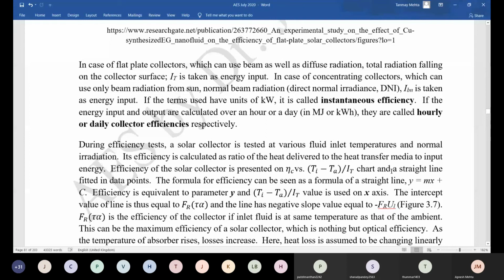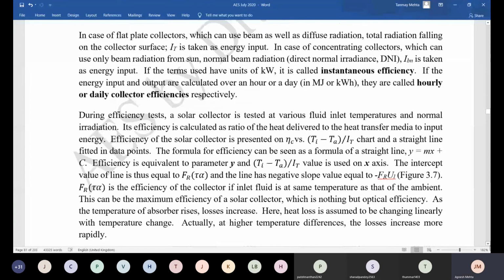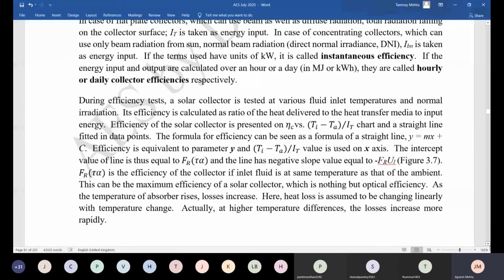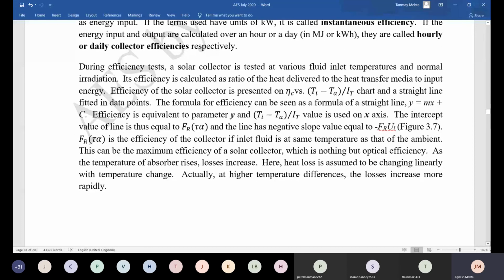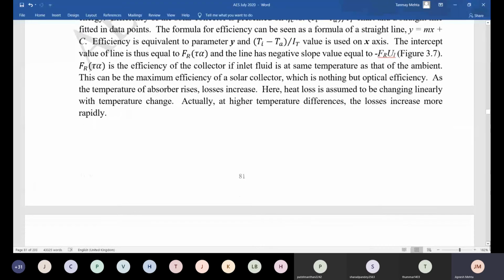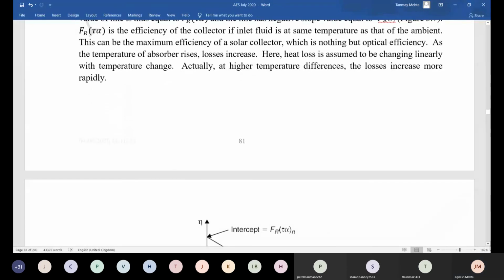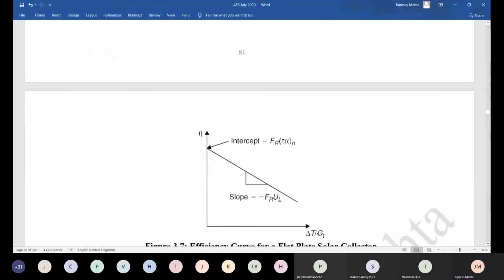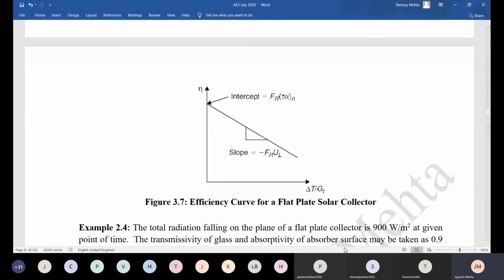Okay. And then finally, you will plot this efficiency. Efficiency is output upon input. Output is m Cp delta T. Input is IT into area. So you get the efficiency for each test, and then you plot efficiency versus delta T upon I. Okay. So that's shown here. Delta T upon, it's written GT. It is the same as what we call IT. Okay.